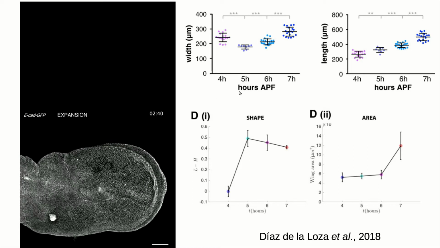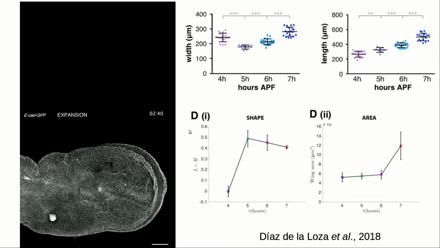These changes can be measured. So in the upper left part, the width is plotted at different times. So you can see that between 4 and 5 hours the width of the wing decreases, and then between 5 and 7 hours it increases. However, the length of the wing increases constantly between 4 and 7 hours.